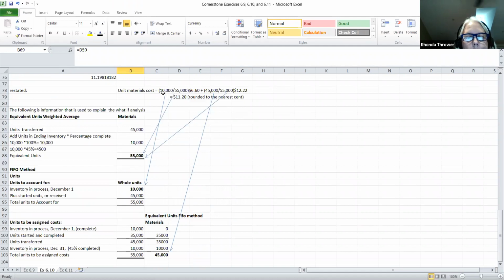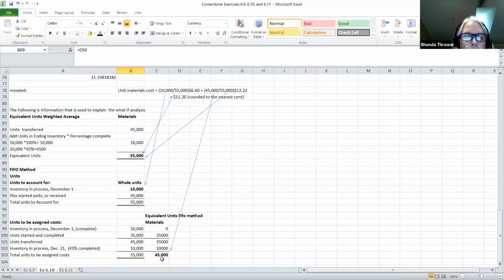So this 10,000 is coming from the FIFO method, 10,000 units that was given in the what if analysis. This 55,000 is what we figured up above for the weighted average method. And they're trying to make a blend out of the cost for both of the months. So this was the previous month, and this is the current month that we've got here.